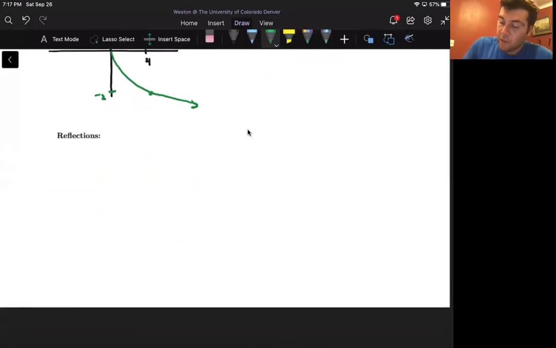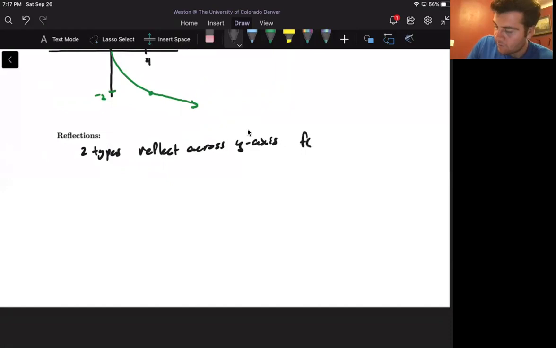And so in general, we have two types. We have reflect across the y-axis. And so that would be sending f of x to f of negative x, which is the reflection of f across the y-axis. And to reflect across the x-axis, we just do negative f of x.